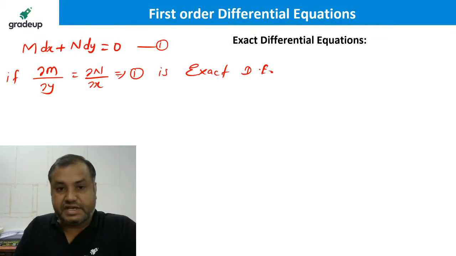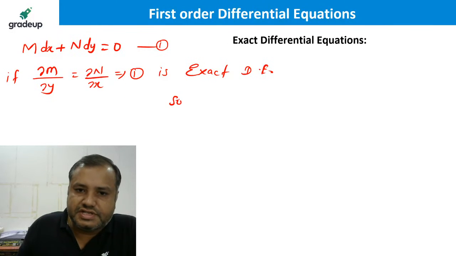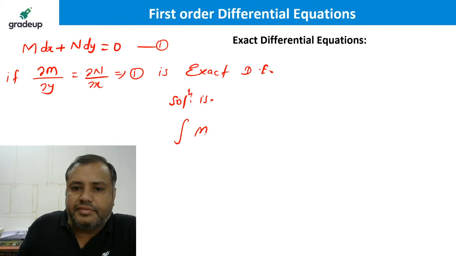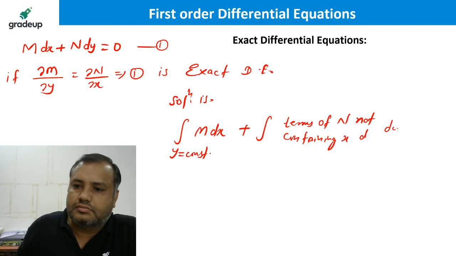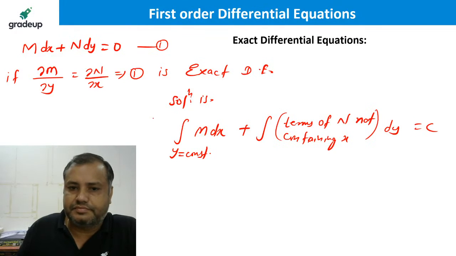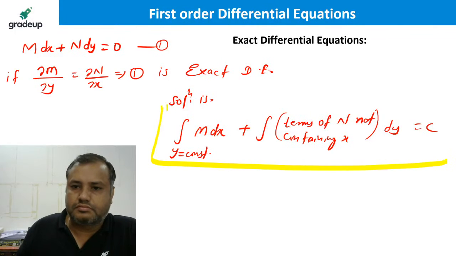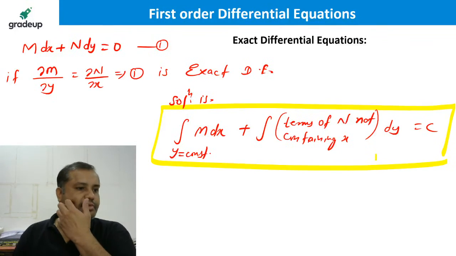And if this equation is exact, then its solution is given by integration of m dx, with y constant, plus the terms of n not containing x, dy equal to c. This is the format of the solution.